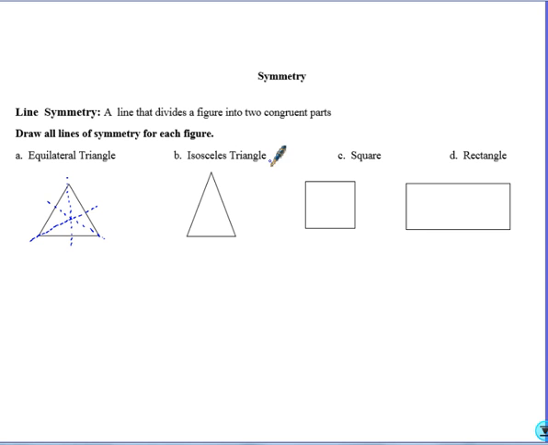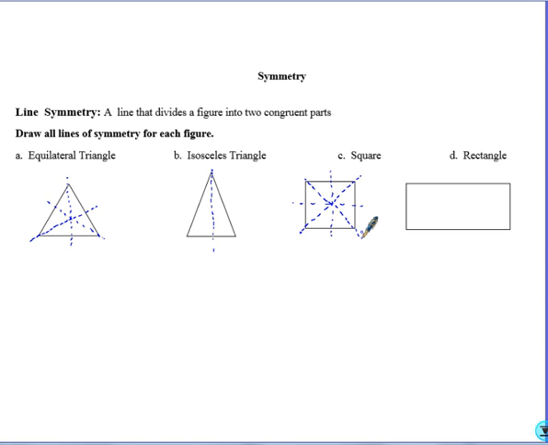Whereas in an isosceles triangle, if you recall, that means these two sides are congruent. I can't draw that line of symmetry, because if I fold along that line, you can tell this section wouldn't perfectly match with that. So this one only has one line of symmetry, and it just goes right down the middle here. A square has lines of symmetry here, here, and across the diagonals.